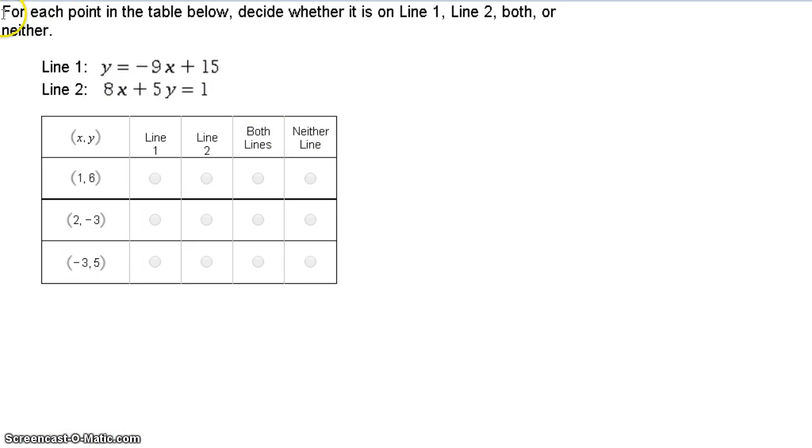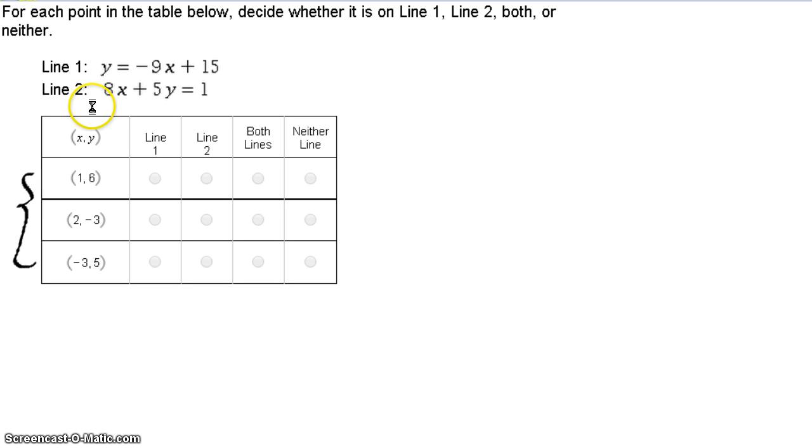So here I've taken an example, so let's try to solve this. We need to find out if each point in the table, so we have one point here, another point here, another point there, is on line 1 or line 2, or maybe both, or maybe none of them. So we need to test these 3 points with both lines.